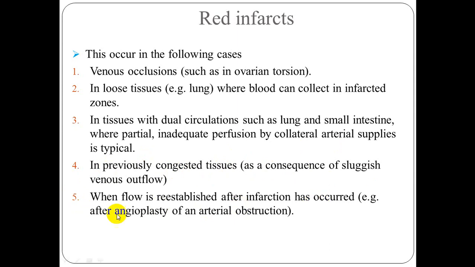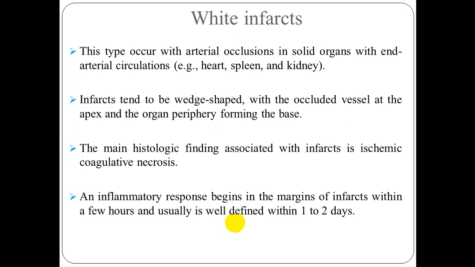Like in case of angioplasty of an arterial obstruction: there is an arterial obstruction, there is an infarct area, and then angioplasty to re-establish the blood flow into the infarct area. The infarct area consists of dead cells, so there is no benefit from restoration of blood flow. And sometimes re-establishment of blood flow in an infarct area can augment the problem by delivering more and more free radicals into the area and causing more death of cells. This is what we call ischemic reperfusion injury.